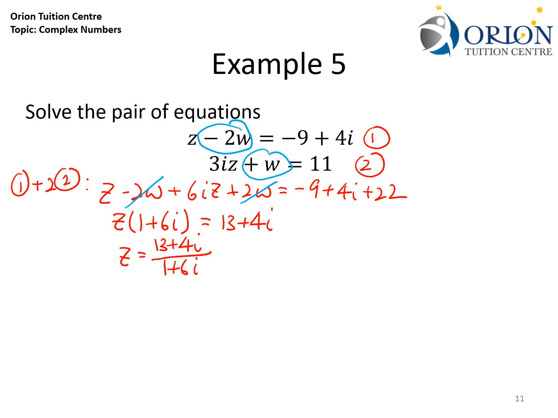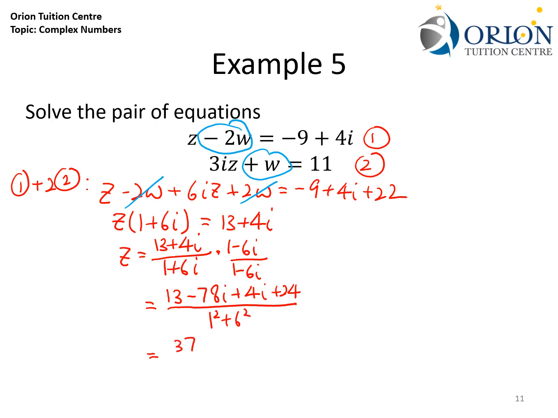But of course, I cannot stop over here because this is not of the z equals x plus iy form, and I have to always express my complex numbers in the standard form. So I'm going to rationalize it now, multiply it by (1 minus 6i) over (1 minus 6i). In the numerator, I will get 13 minus 78i plus 4i plus 24. And in the denominator, it will be 1 squared plus 6 squared. So if we simplify, I will get (37 minus 74i) divided by 37, which becomes 1 minus 2i.